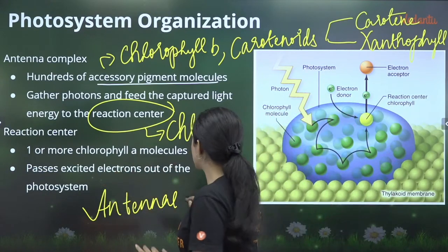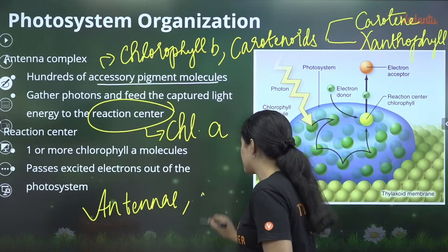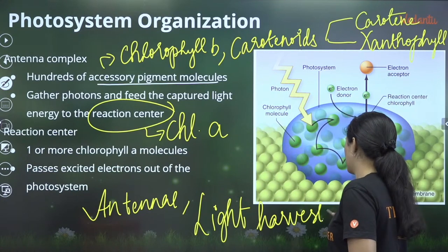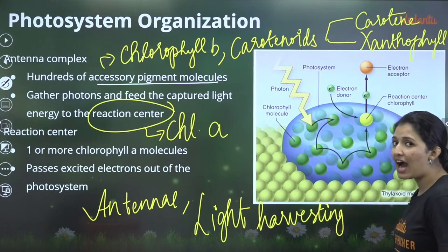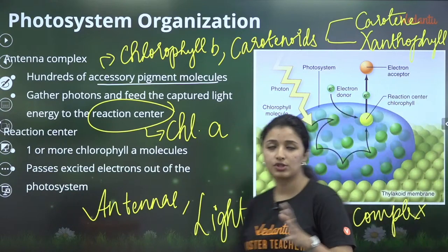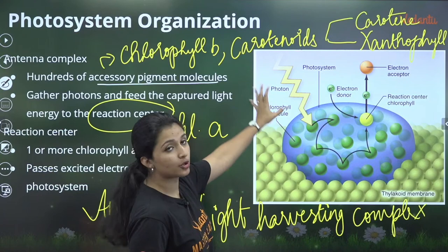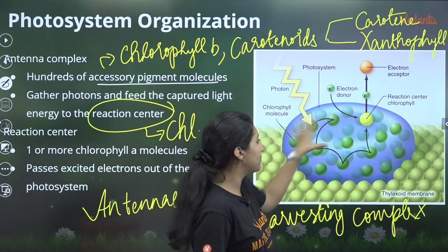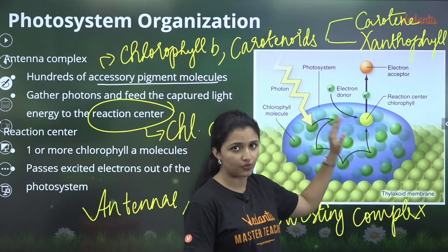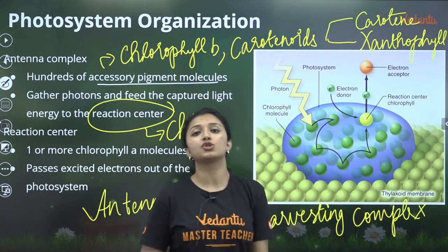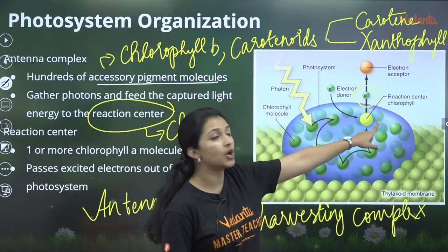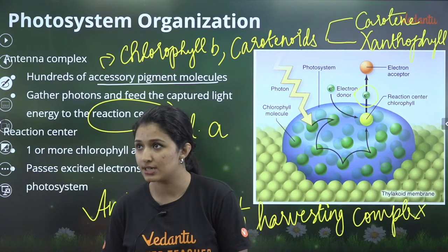So we have antenna molecules, and when we combine all of this, we also call it the light harvesting complex. What is their function? They harvest light. They take all the light. So we have chlorophyll B, xanthophyll, carotene, all of them will absorb the light and give all the light energy into one reaction center, which is our chlorophyll A molecule. That chlorophyll A molecule is going to muster up all this energy and get an electron excited.